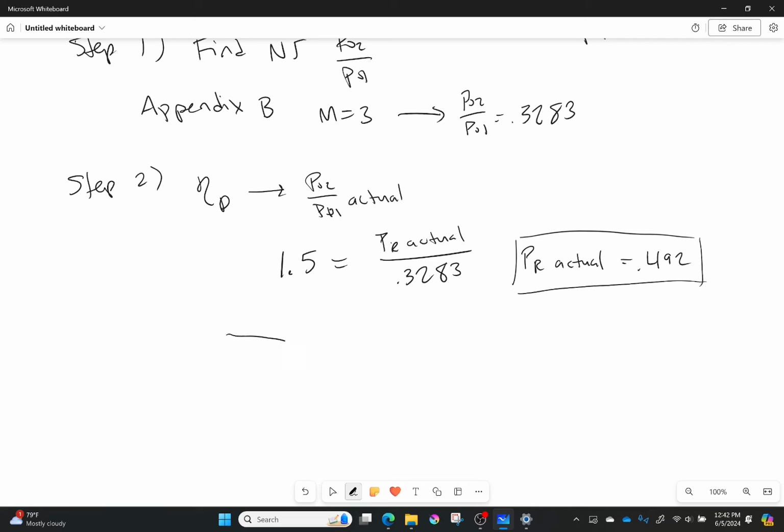So let's draw it. As a note, I drew it as a perfect one. I'm going to fix that. I'm going to do it the right way. Don't judge me.